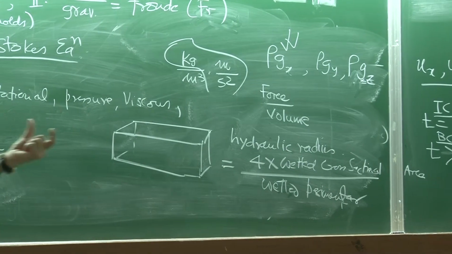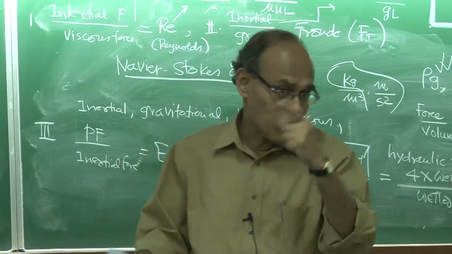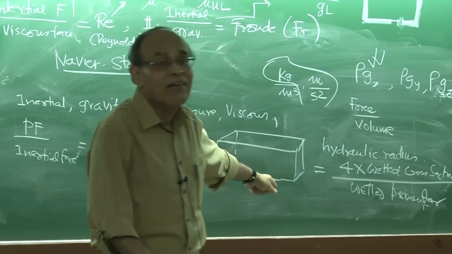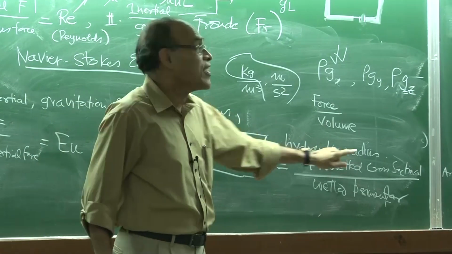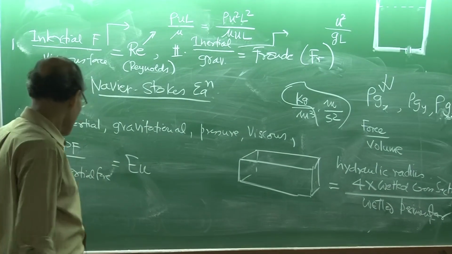For cylinder as well as sphere it is straightforward. For cubical sections there is only one length scale, but if you have a rectangular section or an irregular section, you can find out a hydraulic radius and apply that hydraulic radius in the estimation of the characteristic length itself.